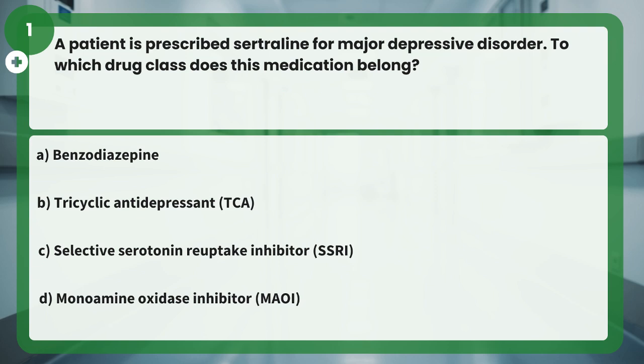Question 1. A patient is prescribed sertraline for major depressive disorder. To which drug class does this medication belong? A. Benzodiazepine. B. Tricyclic antidepressant, TCA. C. Selective serotonin reuptake inhibitor, SSRI. D. Monoamine oxidase inhibitor, MAOI.